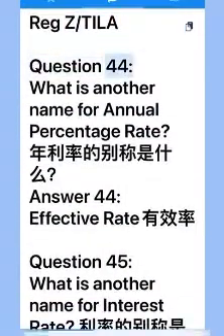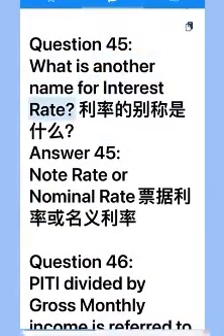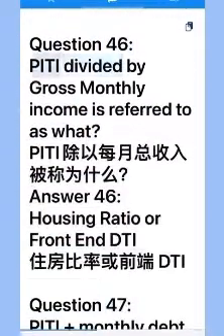Question 44. What is another name for annual percentage rate? Answer 44. Effective rate. Question 45. What is another name for interest rate? Answer 45. Note rate or nominal rate. Question 46. PITI divided by gross monthly income is referred to as what? Answer 46. Housing ratio or front-end DTI.